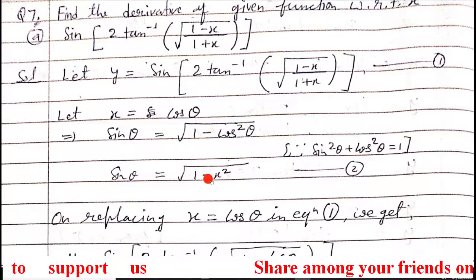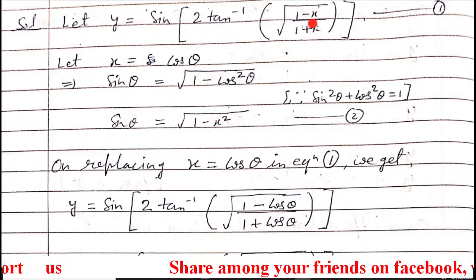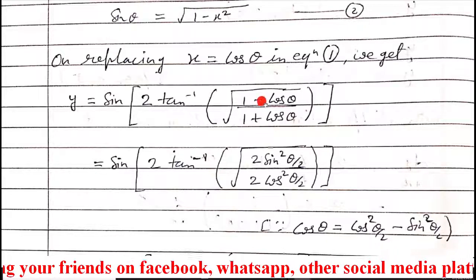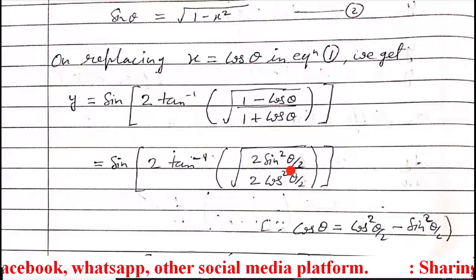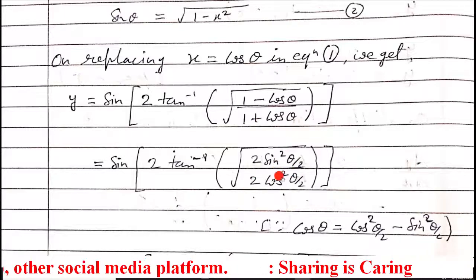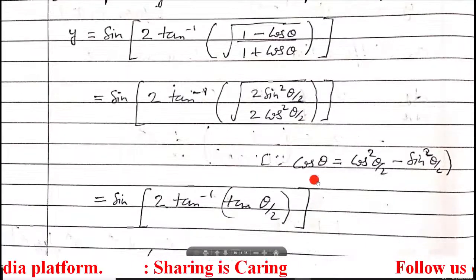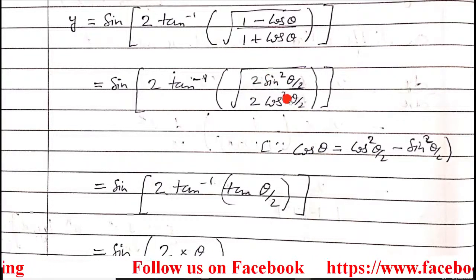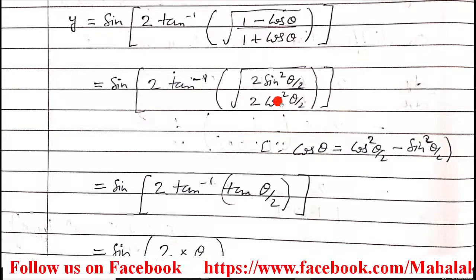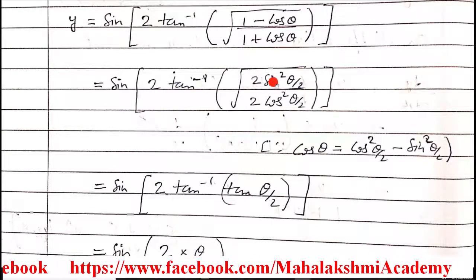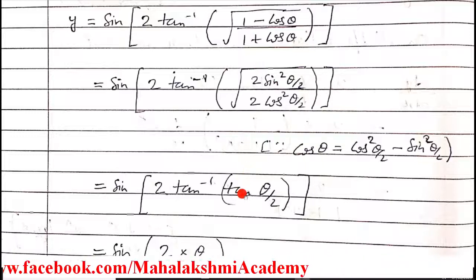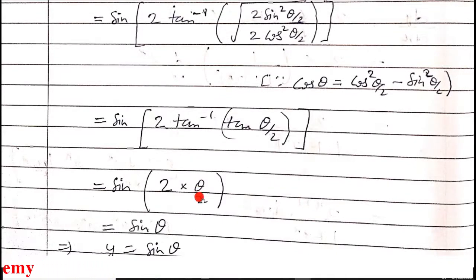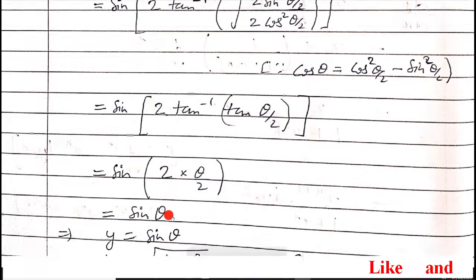Now we'll replace here, instead of this x we'll replace cos theta. After replacement, the question is going to be like this. Now 1 minus cos theta is 2 sin square theta by 2, and 1 plus cos theta is 2 cos square theta by 2 by this formula. I already explained in the previous question how it came. Now this 2 and 2 will cancel, and sin square theta upon cos square theta is tan square theta by 2, and the square and this root will cancel, so we get only tan theta by 2. Now this tan and tan will remove each other, so we will get only theta by 2. Now 2 and 2 will also remove, so we will get here only sin theta.